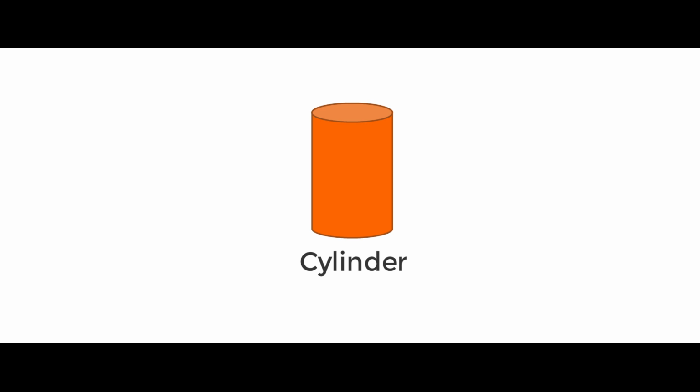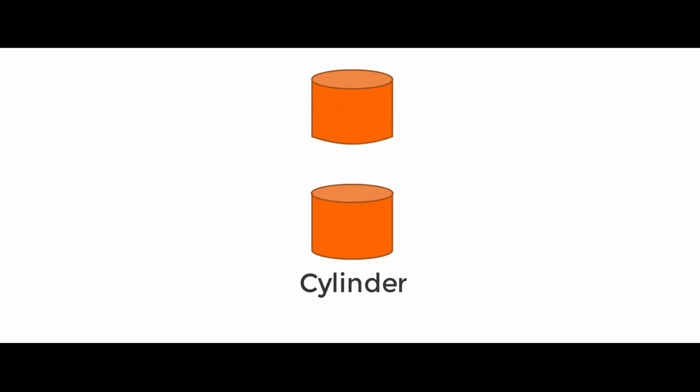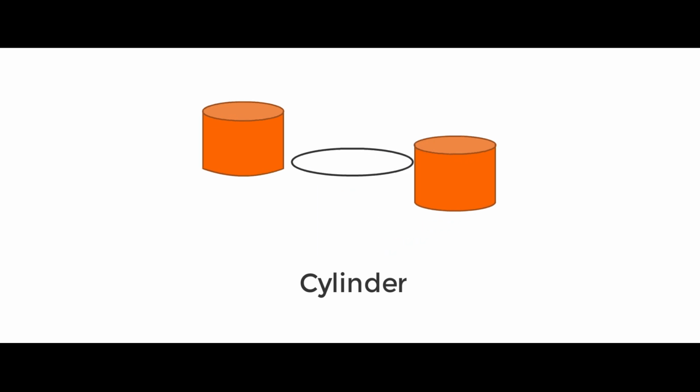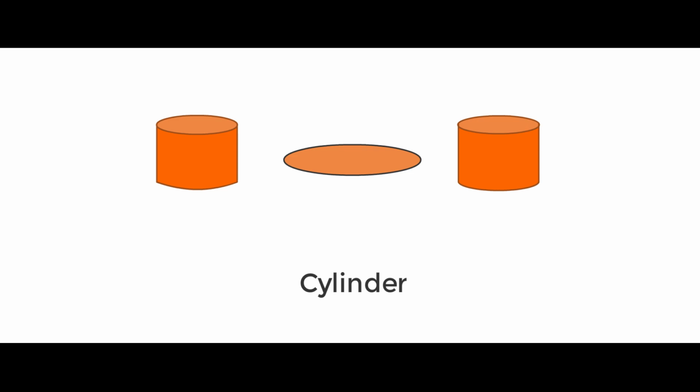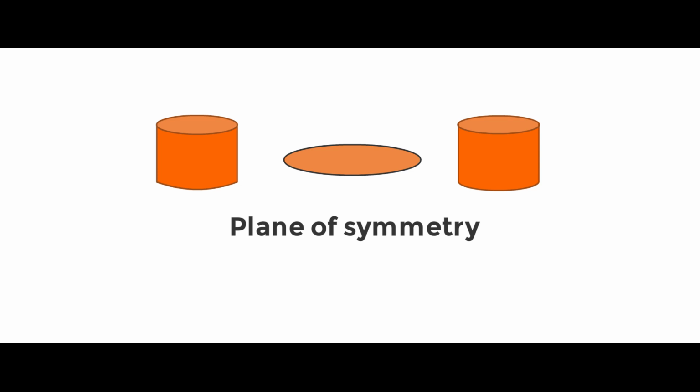Now, let's cut the cylinder horizontally. Okay, done? When you cut this cylinder horizontally, you get a circular shape. And then the surface of this circular shape that we get after cutting the cylinder is called a plane of symmetry.